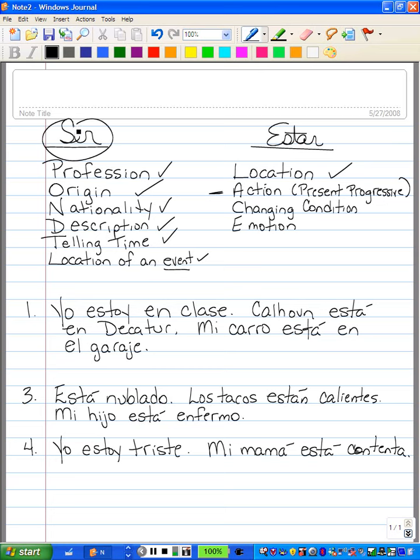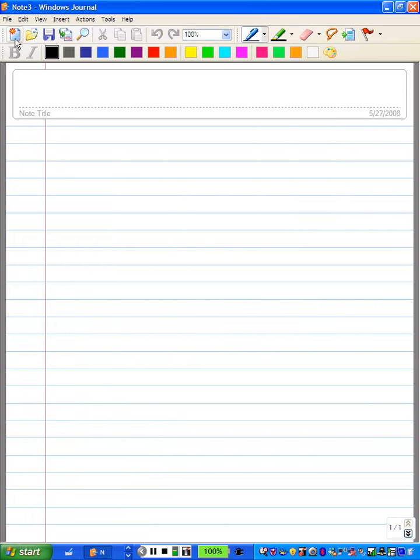If you're talking about any other kind of location, an action, and an action is like when you say, I am singing, he is dancing, we are working. Alright, changing conditions, which could be hot, cold, it could be weather, it could be illness, etc. And an emotion, because emotions change, then we're going to use the verb estar. Alright, let me give you an example of what I mean between these two.